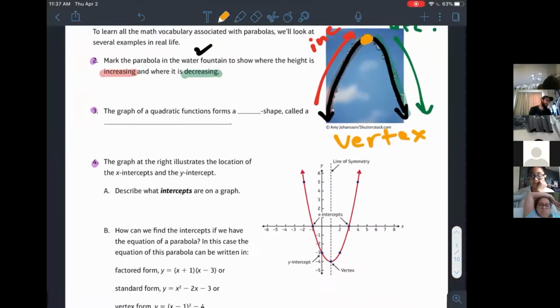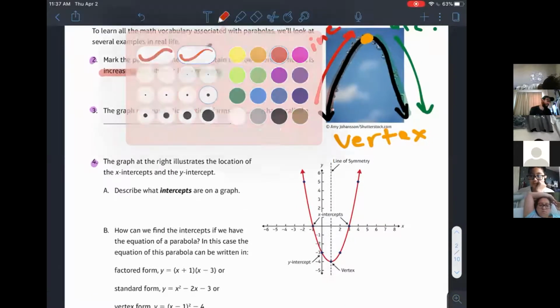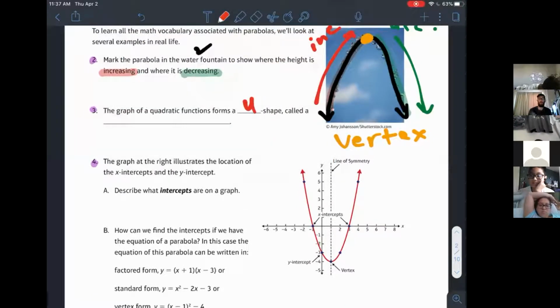All right. The graph of a quadratic function forms a U shape. You could also say an N shape if it's opening downwards. And the name of the U-shaped graph is called a parabola.